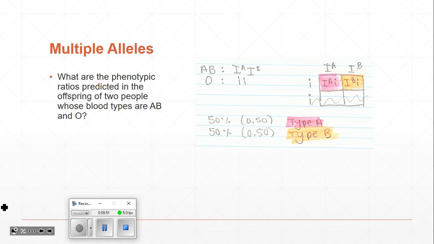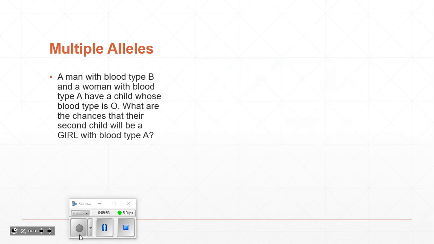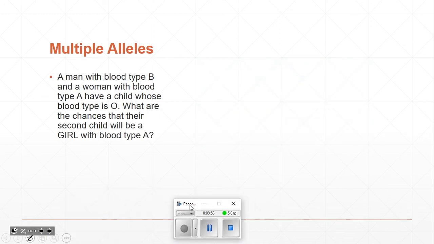Okay. So we're going to do another example. And this time, I'm adding something to the question. I've got a man with blood type B and a woman with blood type A, and I'm telling you that they already have a child whose blood type is O. Now, why would I tell you that? It's to give you a bit of information so you could actually figure out their genotypes. But then when I ask you the question, I want to know not only what are their chances of having a blood type A child, but also that it's a girl.